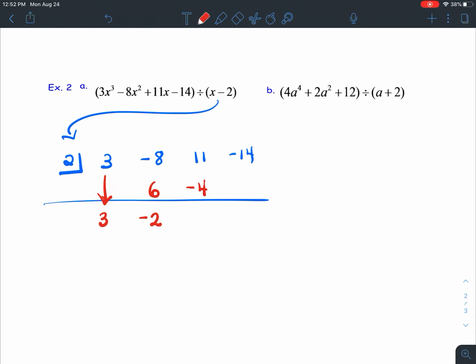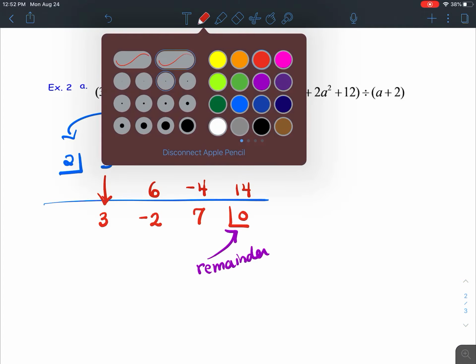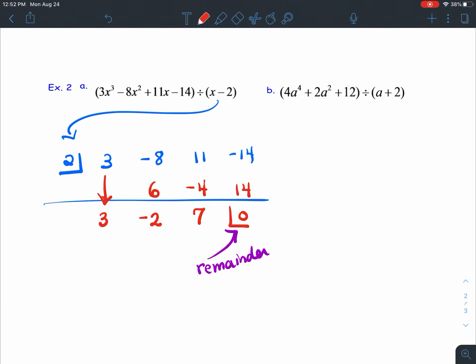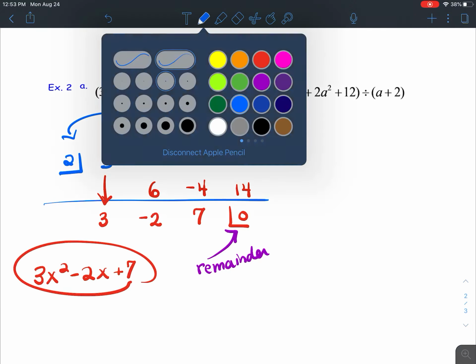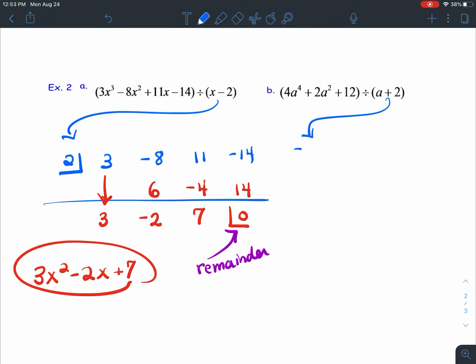Multiply -2 times 2, we get -4. Combine 11 minus 4, we get 7. Multiply the 7 times 2, we get 14. Add -14 and +14, we get 0. Okay, so for this one, that 0 is representing your remainder, so there is no remainder. Okay, so we just need to write our answer with the variables back in. This is just a coincidence that most of these have started out as a cubic. Okay, when it starts out as a cubic, your answer will be a quadratic, so it's 3x squared minus 2x plus 7. Okay, last one here.